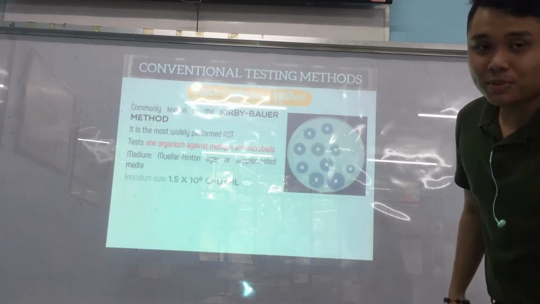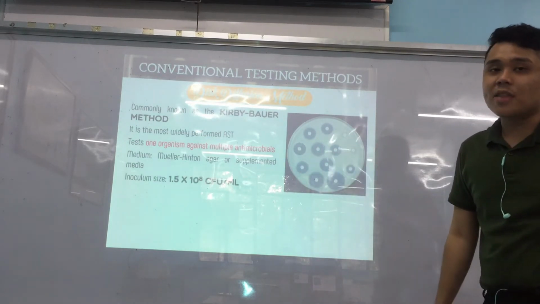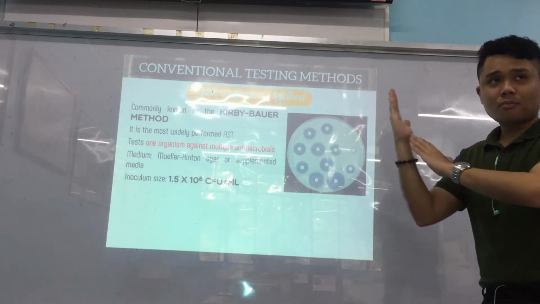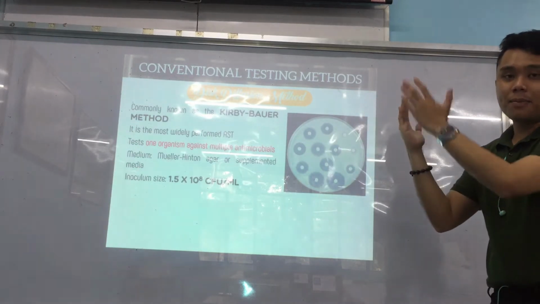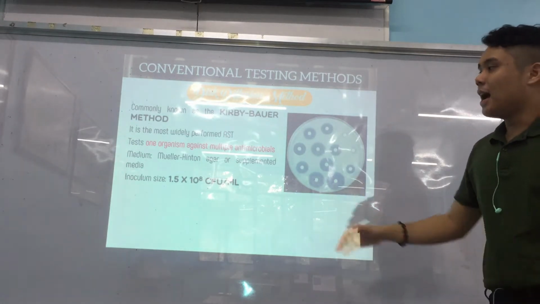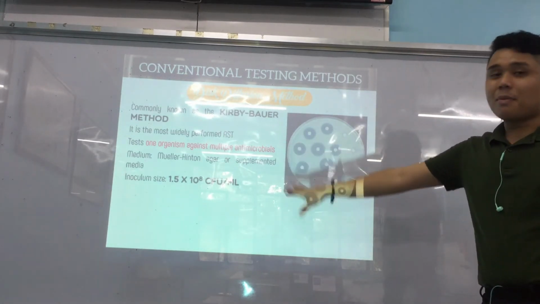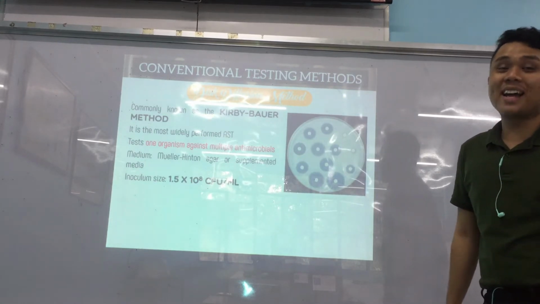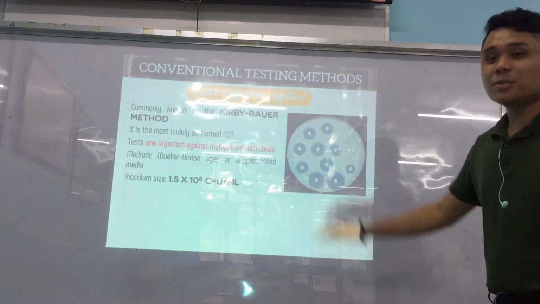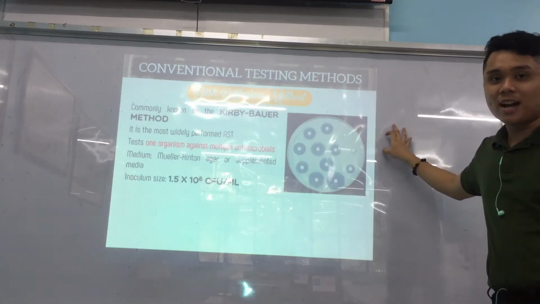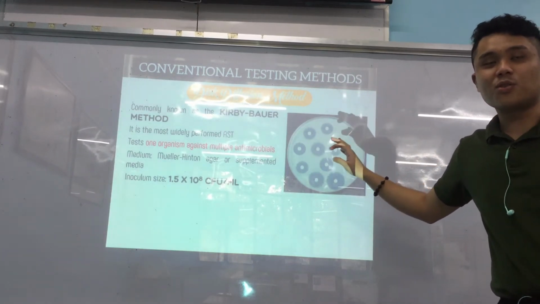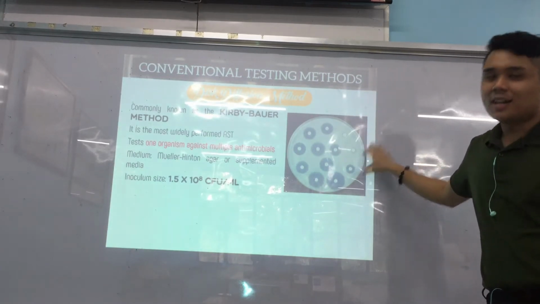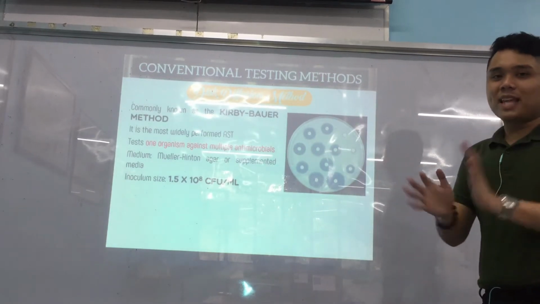And the inoculum size is of course 1.5 times 10 to the 8 CFU per ml. So it's the same as your McFarland standard, that should be the turbidity. And always remember the inoculum sizes, guys, because they sometimes come out in the boards and in exams. Especially how to make the McFarland: what percent of sulfuric acid, how many ml, what percent of barium chloride, and how many ml. So please take note of that.